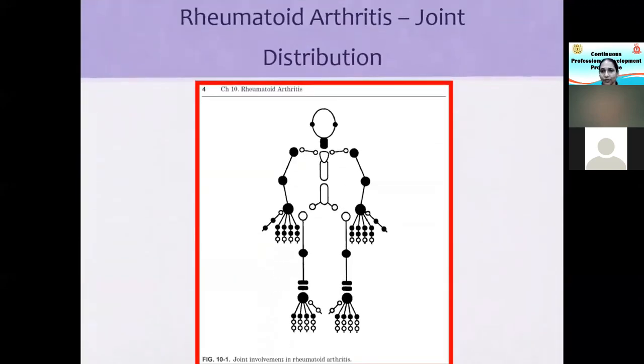What is the distribution of joint involvement in rheumatoid arthritis? As I told you, it can affect large as well as small joints, mainly the hands. We see the main involvement in the wrist, the metacarpophalangeal and the proximal interphalangeal joints. We have the ankle and the metatarsophalangeal joint involvement mainly. Knees can be involved, and also the cervical spine.